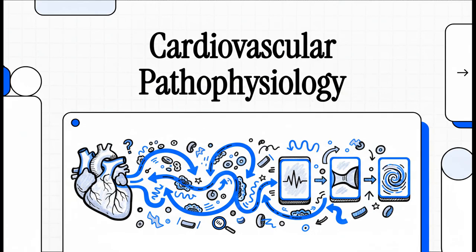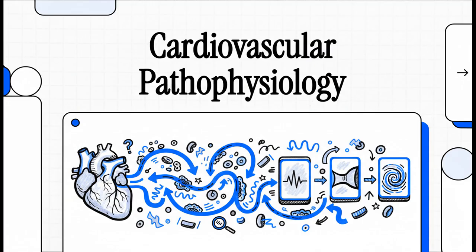All right, let's jump right in. Look, if you're deep into pathophysiology, you already know it's not about just memorizing a bunch of facts, right? It's about seeing how it all connects, how a disease actually plays out in the body. So that's exactly what we're going to do here. We're going to visually map out the step-by-step progression of some major cardiovascular diseases.